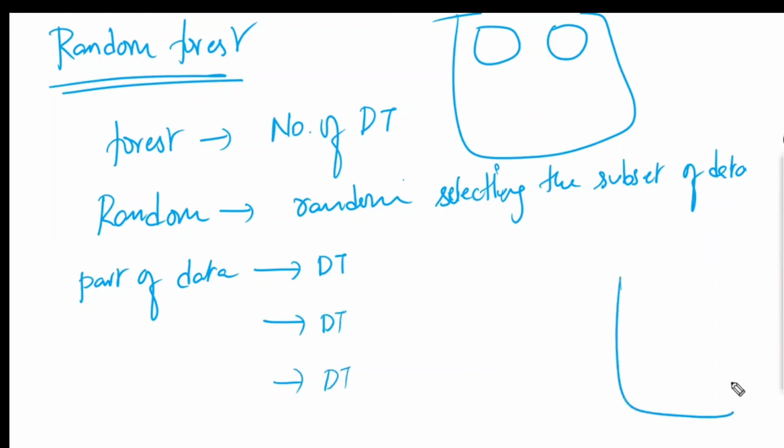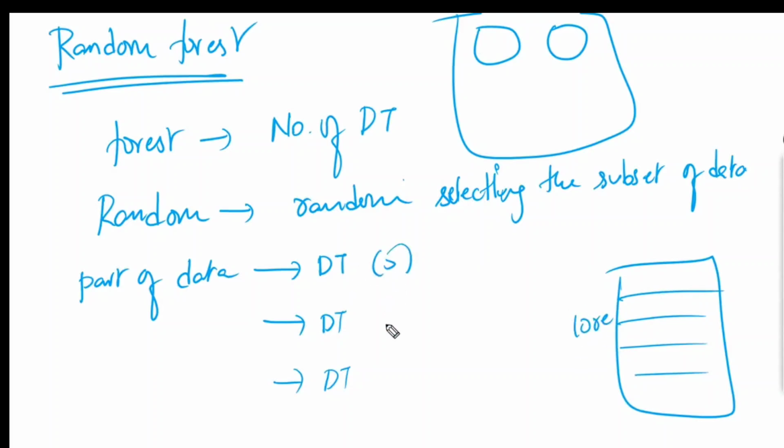Sir, for example, assume there are 10 records in total. First decision tree has selected 5, second decision tree has selected 4 records, third decision tree will be left with only 1, right? It is not like that. It is doing this with respect to bootstrap. Bootstrap means with replacement. Here, the most important point is with replacement. Whatever records have been used for decision tree 1 can be used for decision tree 2 also. The records can be repeated.